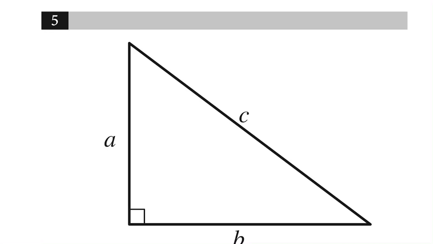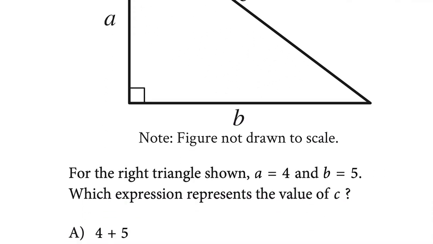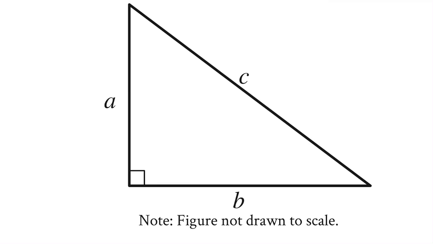Question number 5, Bundle 8, Module 2. For the right triangle, A is equal to 4 and B is equal to 5. Which expression represents the value of C? Okay, so the side which is opposite to the right angle is always the hypotenuse, right?